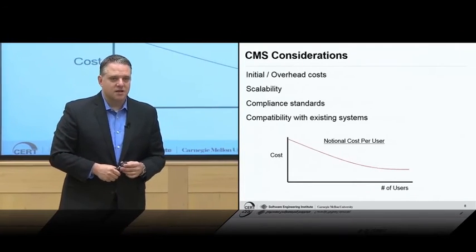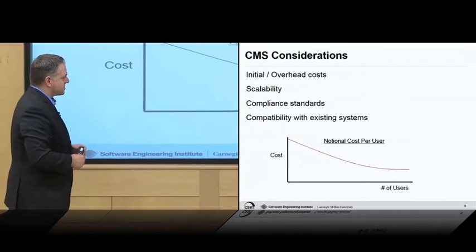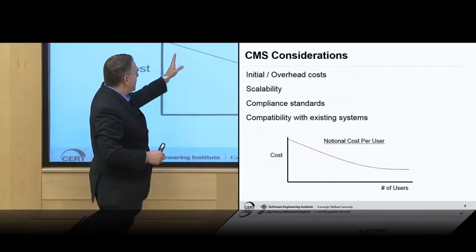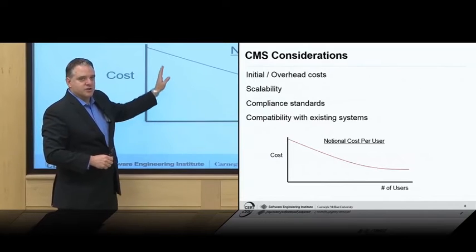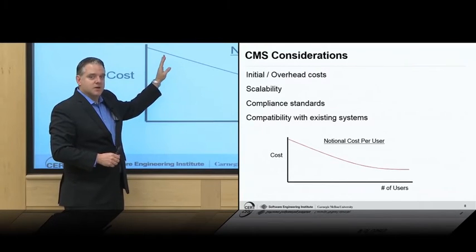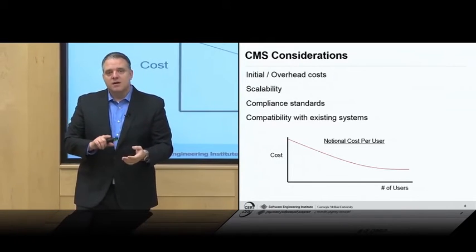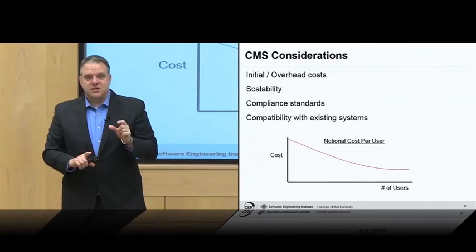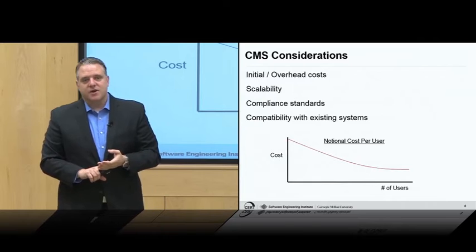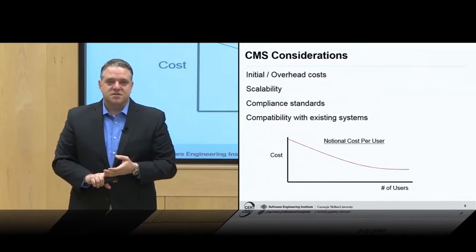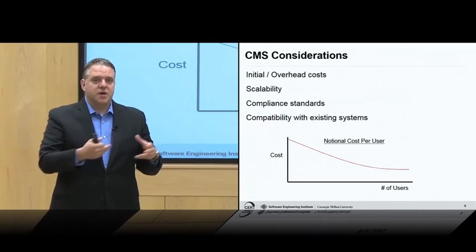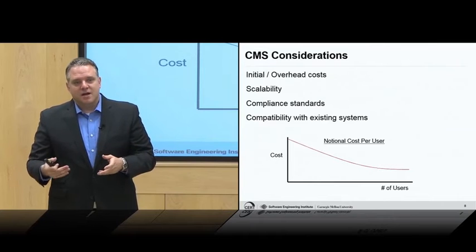If you look at the cost per number of users, up here at the very beginning, if you've got 100 users, your cost per user is going to be astronomical. That's because you've got to buy the hardware, you've got to buy the software, and all the ID cards or smart cards have to be purchased. There's also an administrative overhead to enroll everybody in this.